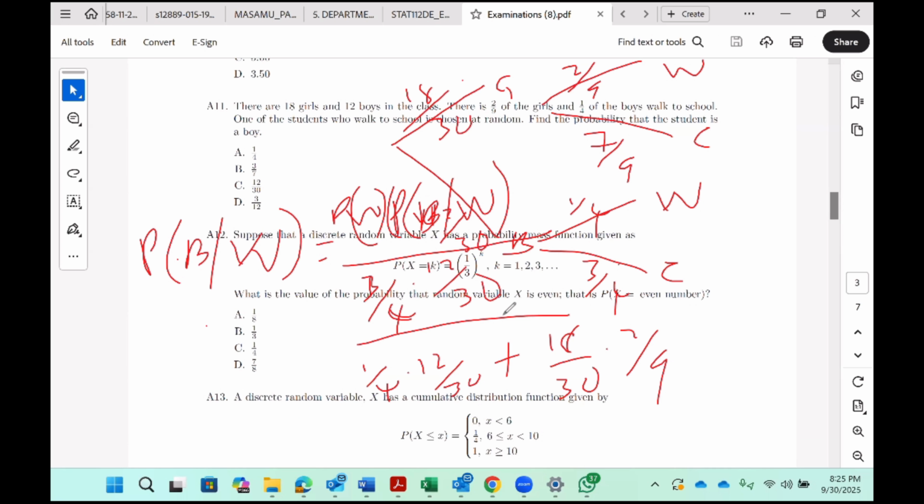1 over 4 times 12 over 30 divided by 1 over 4 times 12 over 30 plus 18 over 30 times 2 over 9. So the denominator is 1 over 4 times 12 over 30 plus 18 over 30 times 2 over 9. Then the numerator is 1 over 4 times 12 over 30. So that should give us the probability that it's a boy, given that he walked to school.